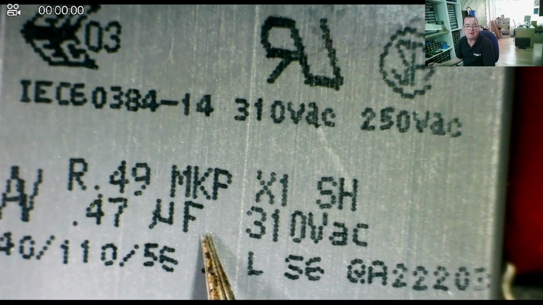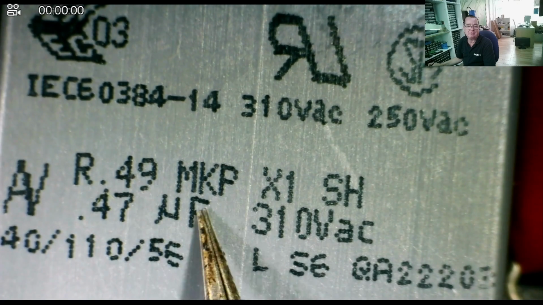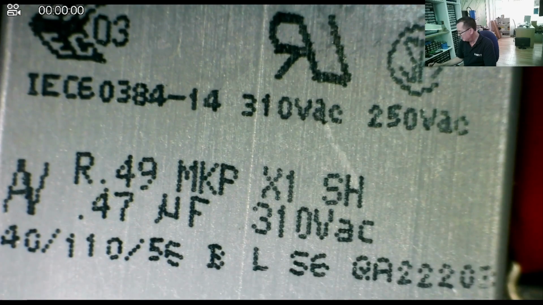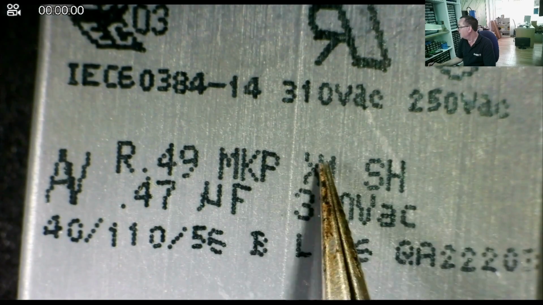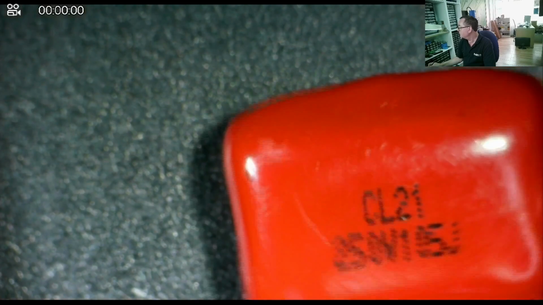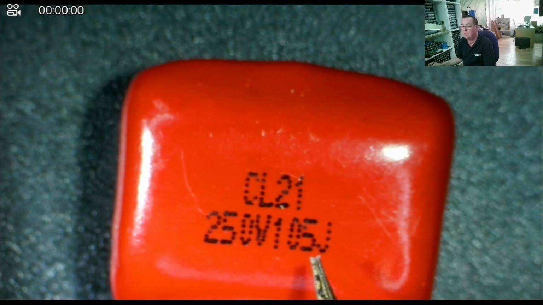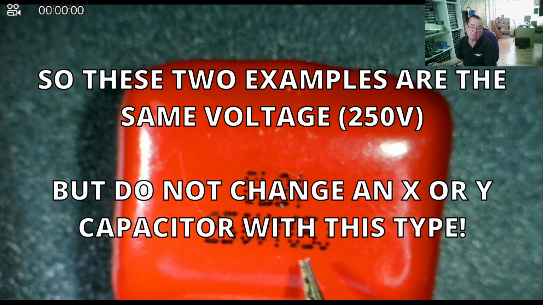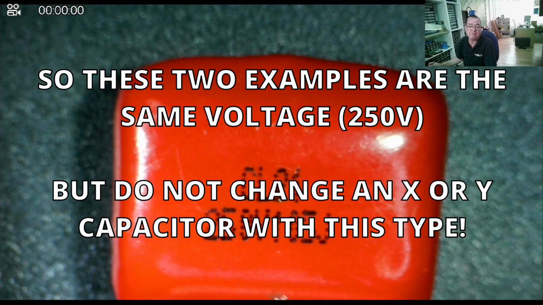0.47 microfarads, so 470 nanofarads. Again, X1. This is a type of filter capacitor again, so these are the sort you find across the mains, and slightly larger again, so 105. So it's 10 with 5 more zeros. That's 1 and 6 zeros, or 1 million. So we have a 1 million picofarads, in other words 1 microfarad, tolerance J, 250 volts.